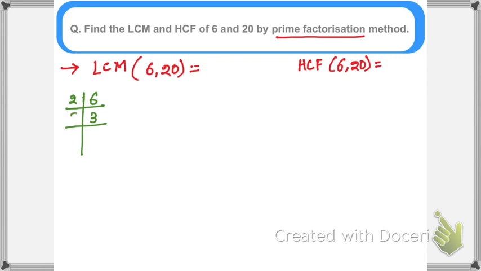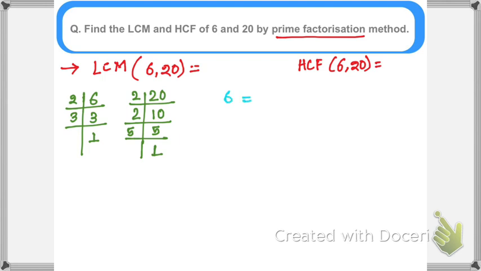Okay, and 3, we got it like this. Okay, this cannot be factorized any further. Similarly, we can do it for 20. 2 10s are 20, and 2 5s are 10, 5 1s are 5.